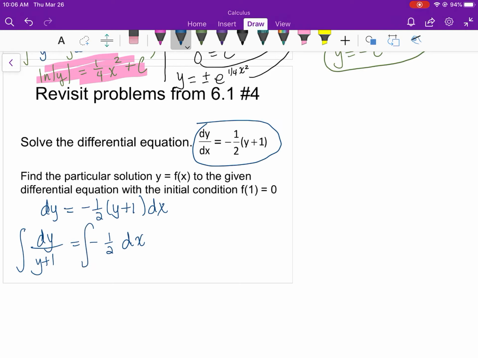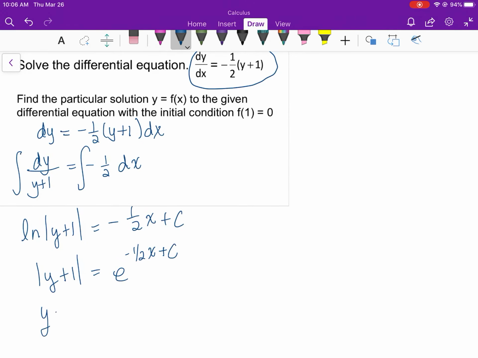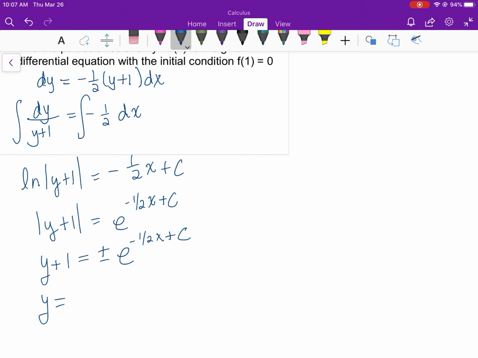So once we do that, we're going to have the ln of absolute value y plus 1 equals -1/2 x plus c. Okay. To solve this for y, we're going to switch it to an exponential. We're going to now remove the bars, and when you remove the bars, you put the plus or minus in front. And then we're going to subtract our 1 to the other side.